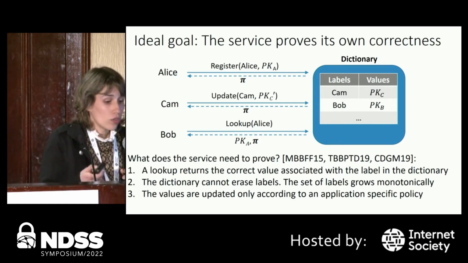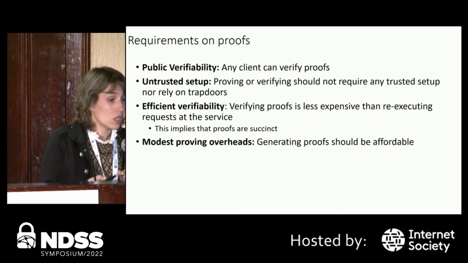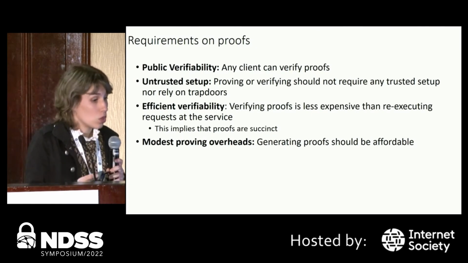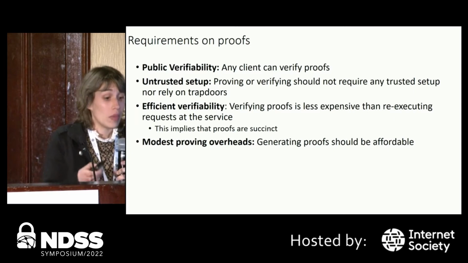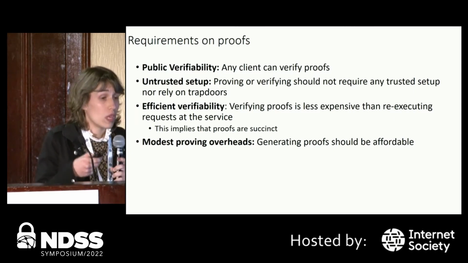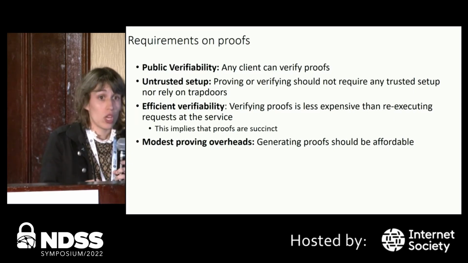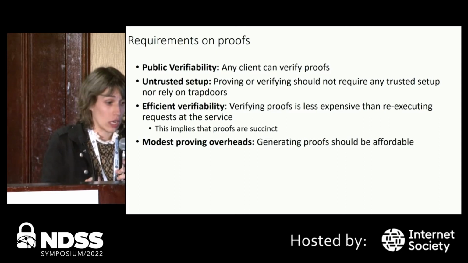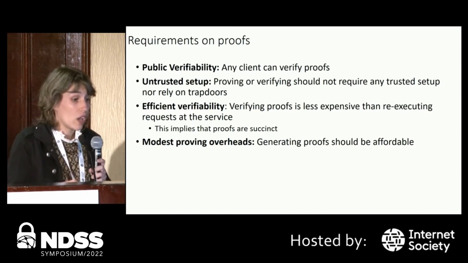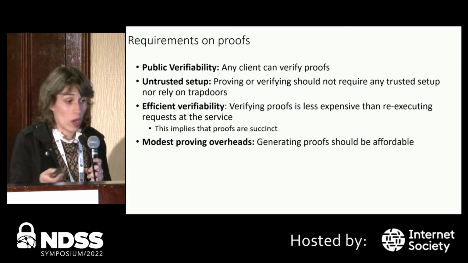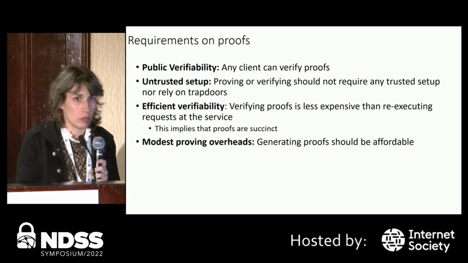So in order for all of these proofs to be useful in practice, we additionally want them to have some security and efficiency properties. As for security properties, we would like these proofs to be publicly verifiable, meaning that anyone in the system should be able to independently check these proofs and get back a strong security guarantee that actually the service is executing correctly. Second, we want proving and verifying to require no trusted setup, nor rely on any trapdoors.